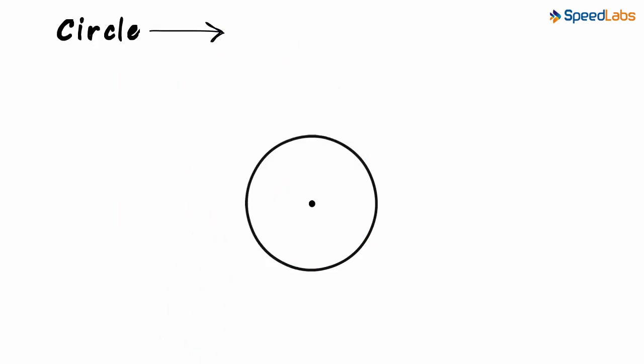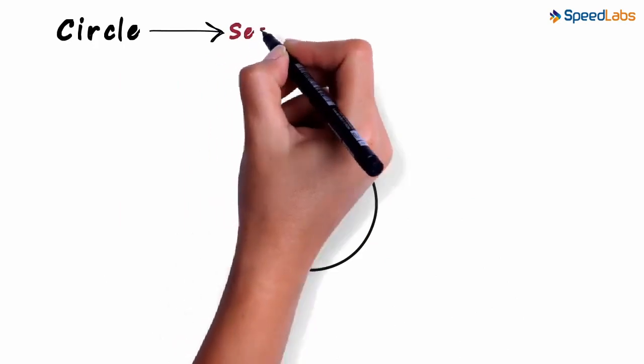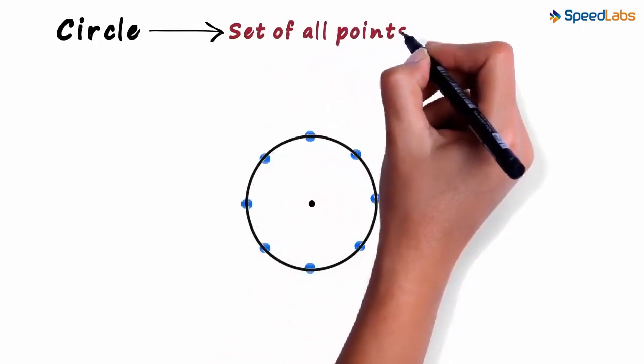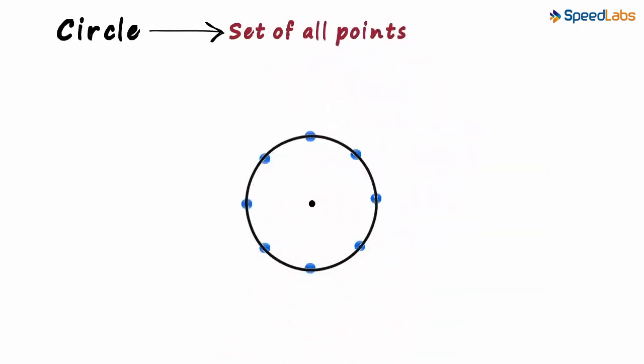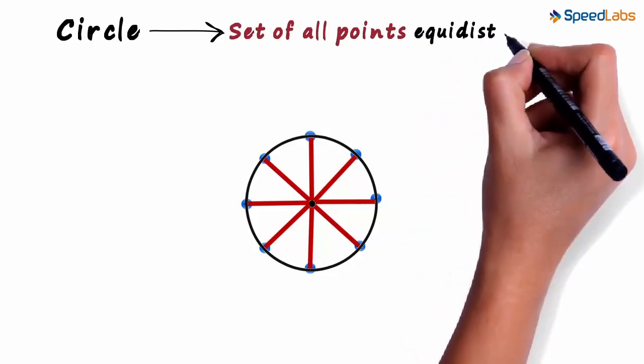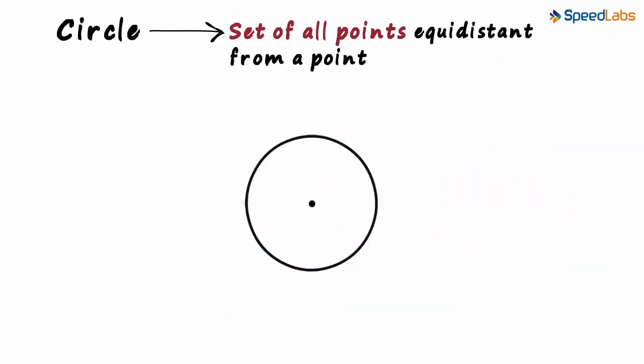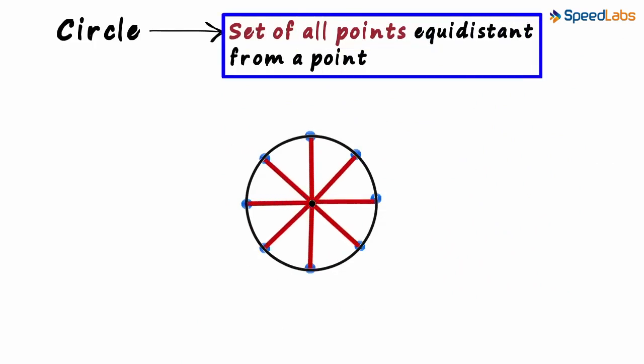The first thing we should notice is that it is a set of all points. Second, how are the points on the circle related to this point in the center? Yes, they are equidistant from that point. So we can say that a circle is a set of all points equidistant from a point. Remember, it says all points equidistant from a point.